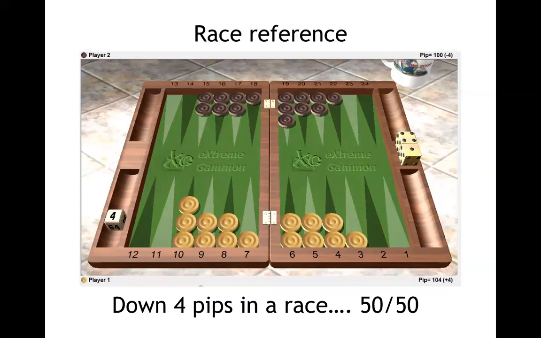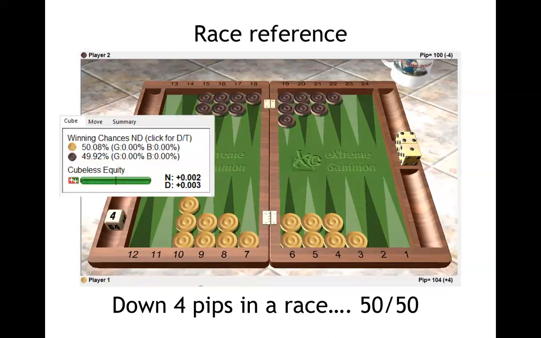Here we see 104 to 100, also right at 50%. Here it was slightly less because the person on roll is down a crossover, but he's on roll, so he's going to make up for that. This is also a balanced position.